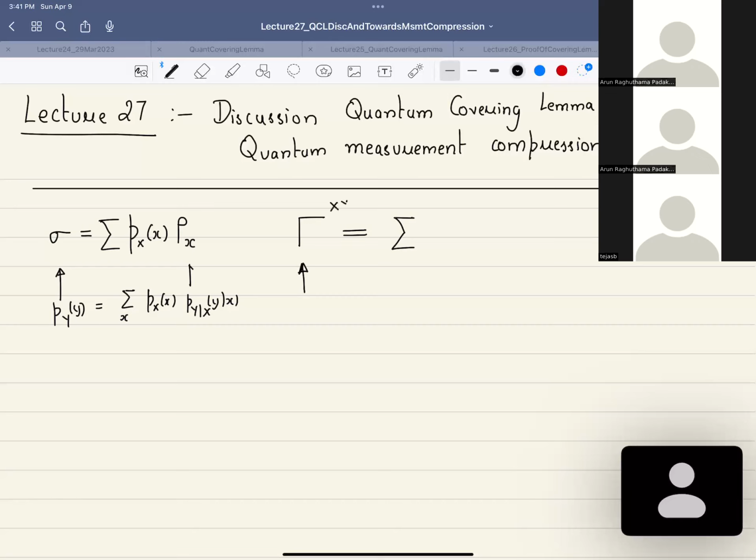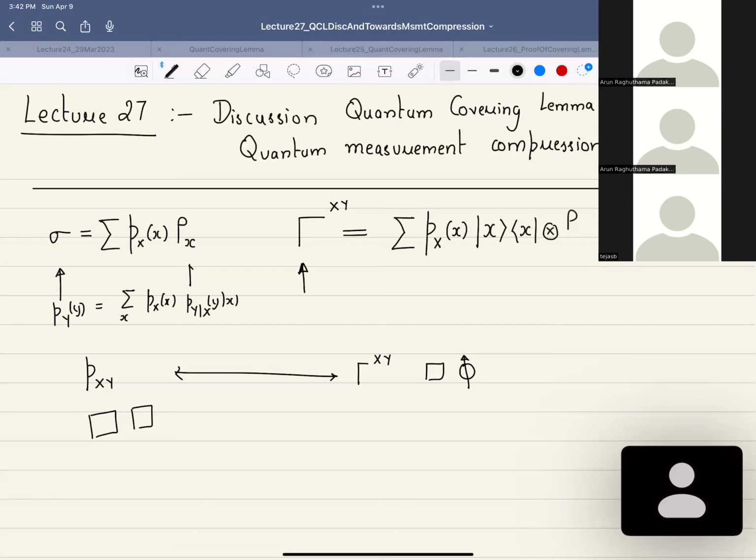Gamma xy has two components, just like we say pxy. It has a classical register and a quantum register, just a joint state. What is this joint state? It is defined as the sum of px of x, outer product x, tensor rho x.